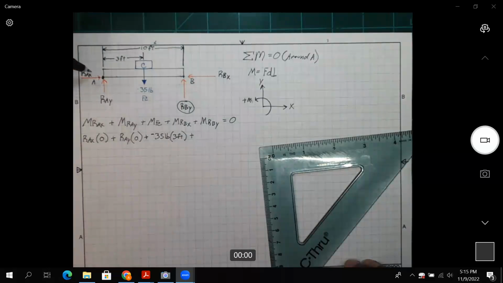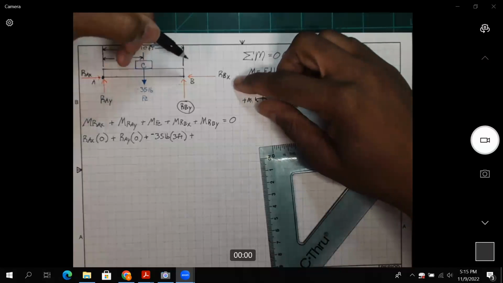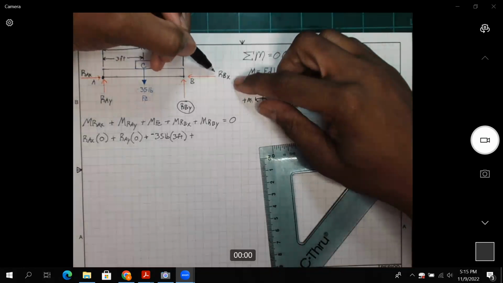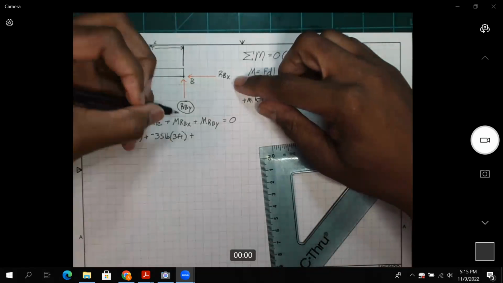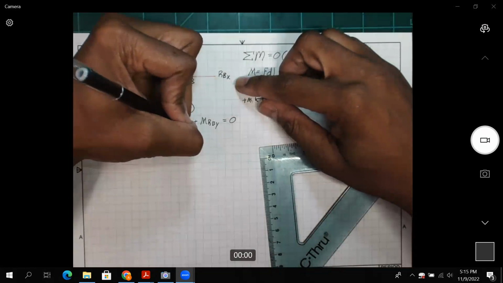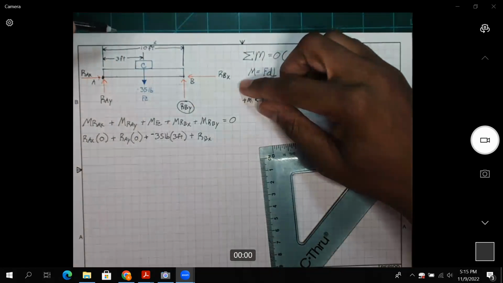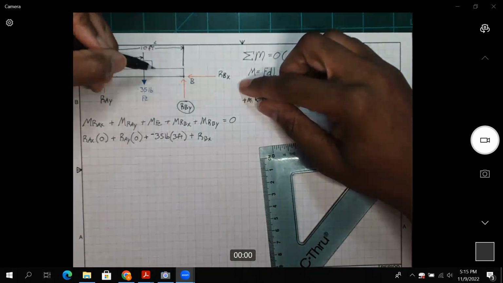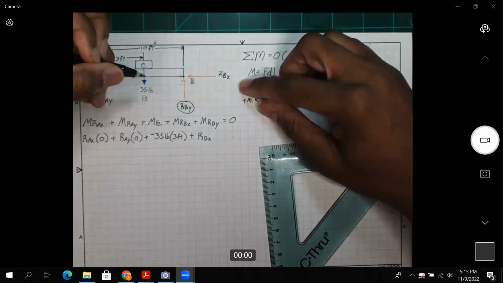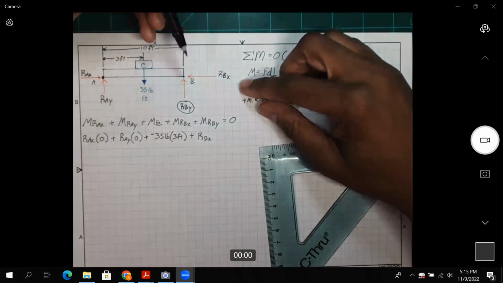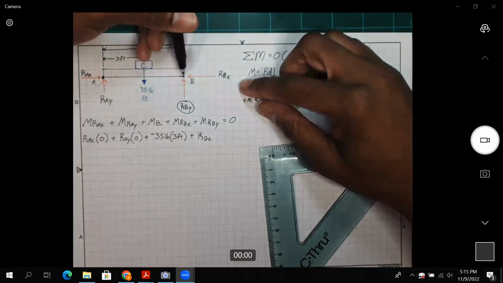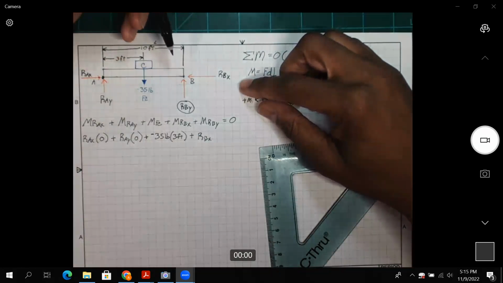All right. So we have a moment at RBX. We do not know the magnitude of RBX. So we'll just write RBX. And we're going to say this is positive. We don't know if it's pushing right or left. And what is the perpendicular distance of RBX? It's 0.